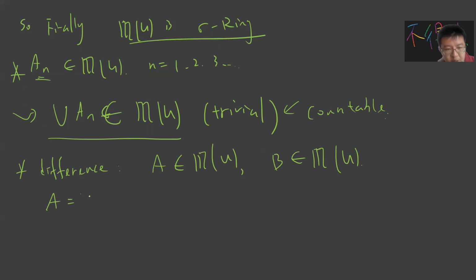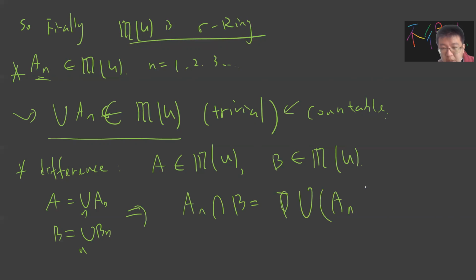So that means A is this, B is this. And you can easily show that A_n intersection B is a union of A_n with B_i, i from 1 to infinity. Oh, well, by the way, this A_n and B_n are finitely measured, right? So they are finitely mu measurable.